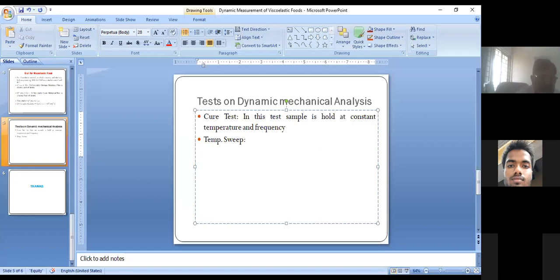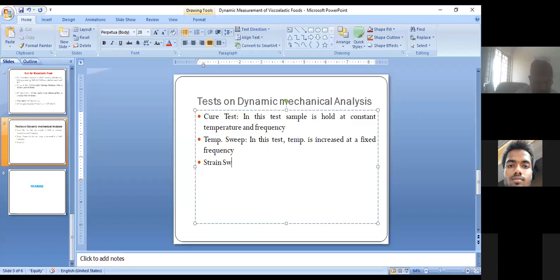Temperature sweep. In this test, temperature is increased at a fixed frequency. Next is strain sweep.